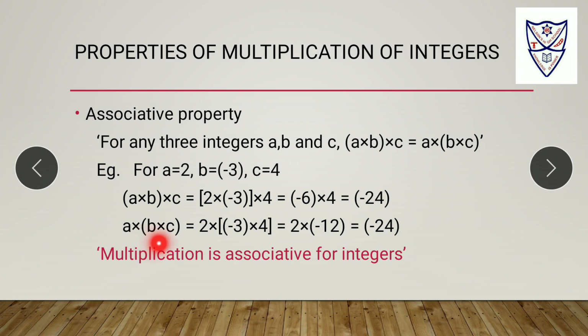And a multiplied by, in the bracket, b multiplied by c is equal to 2 multiplied by, in the bracket, minus 3 multiplied by 4. First of all we will take this bracket out. Minus 3 multiplied by 4 means 12, and minus sign, so minus 12. 2 multiplied by minus 12 means 2 twelves are 24, and minus sign, that is minus 24. So we can say that multiplication is associative for integers, as we can see that these two values are the same.